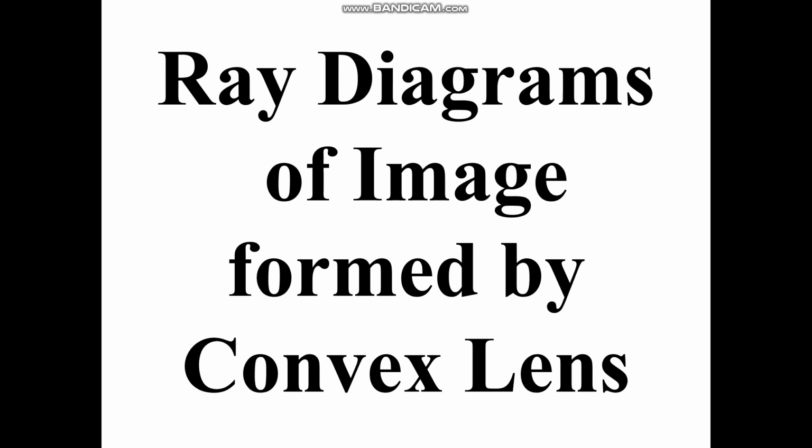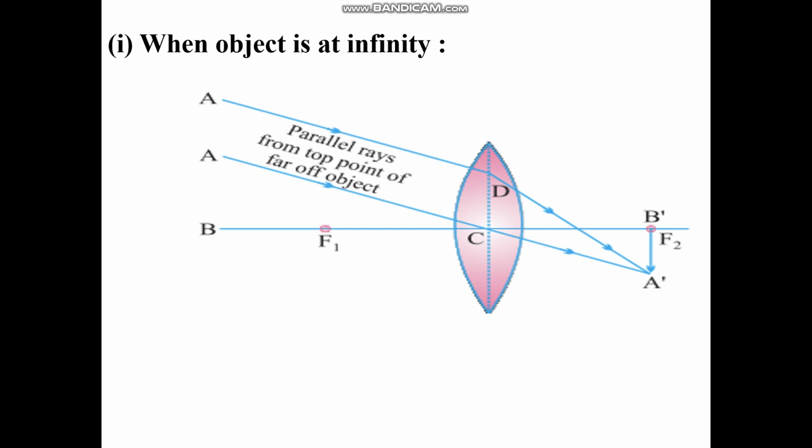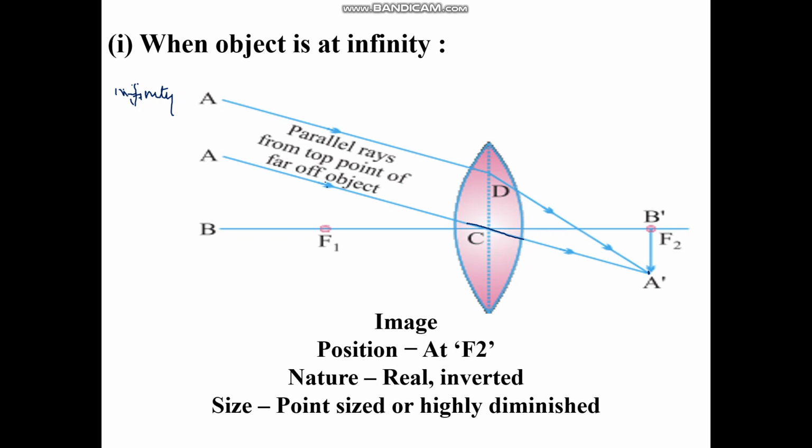Ray diagrams of image formed by convex lens. First, when object is at infinity. Now here you can observe that light rays are falling. These rays are coming from some far off object which is at infinity. Let's say a far off tree or a far off building, something like that. And we have taken one ray which is passing through the optical center, which will go undeviated. Another ray is taken parallel to the first ray, and after refraction it is converging at this point, which is the focus.